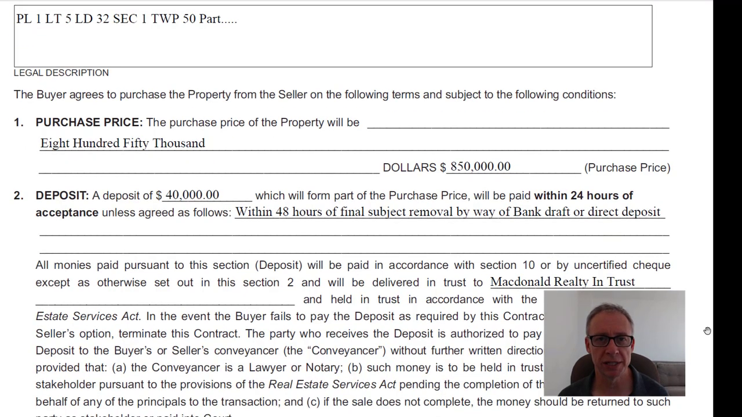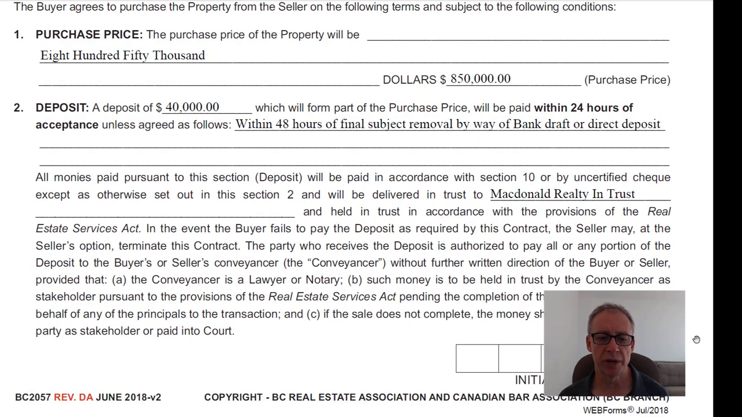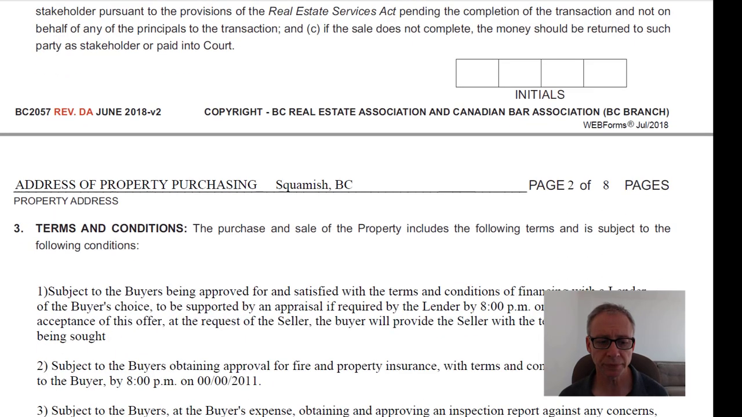Then on top of that, we have the deposit, which is the amount that you're paying upon subject removal. This amount of money is required within 48 hours of final subject removal and is paid by bank draft or direct deposit. So you can deposit it directly into our account, but we then need to get a photograph of the receipt to confirm that that money has been deposited in the account. All the money that's held in the account is held in a trust account with McDonald Realty. And McDonald Realty is governed under the Real Estate Services Act as far as how we handle that money. But that's all written down there, so you're welcome to read it. Basically it says that we're obligated to hold it under certain terms.